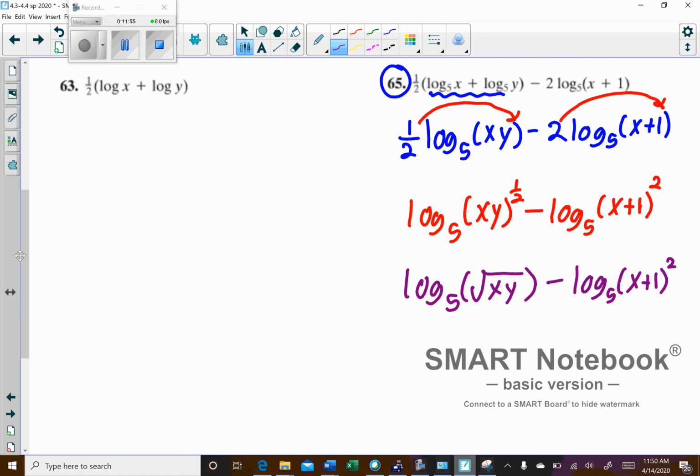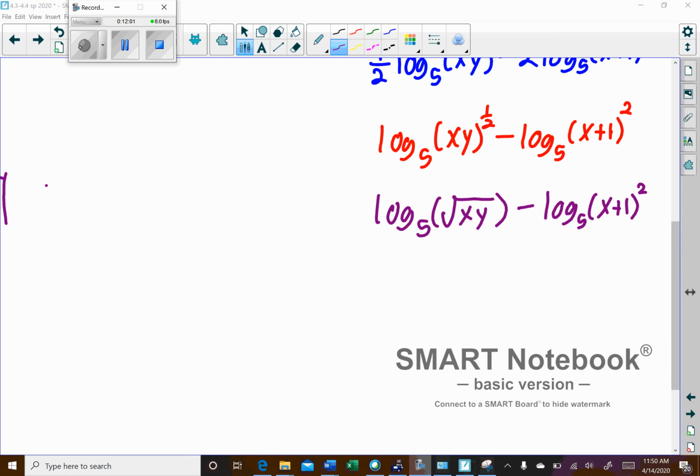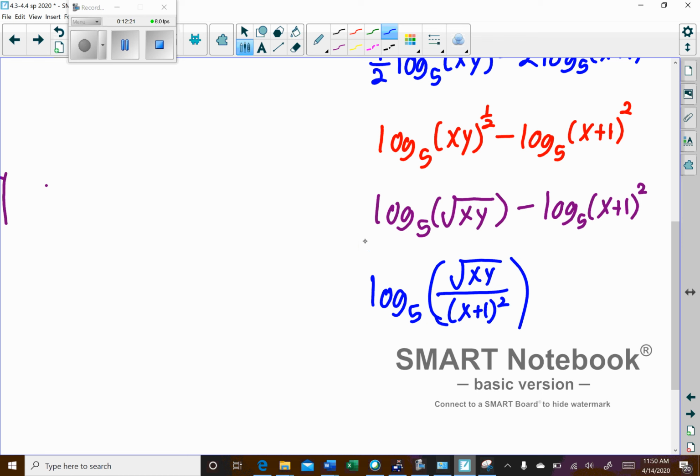And the last thing we're going to do here is bring this together with the quotient rule. So we're going to have log base 5 of the square root of x and y, make sure they're both underneath the square root, and then divided by x plus 1 squared. And that is our final result from that.